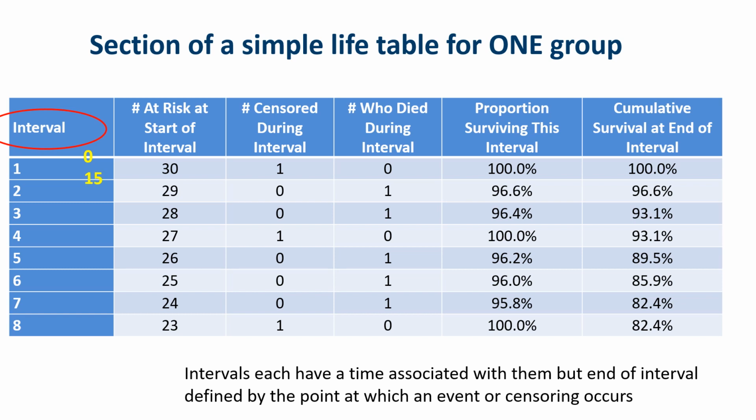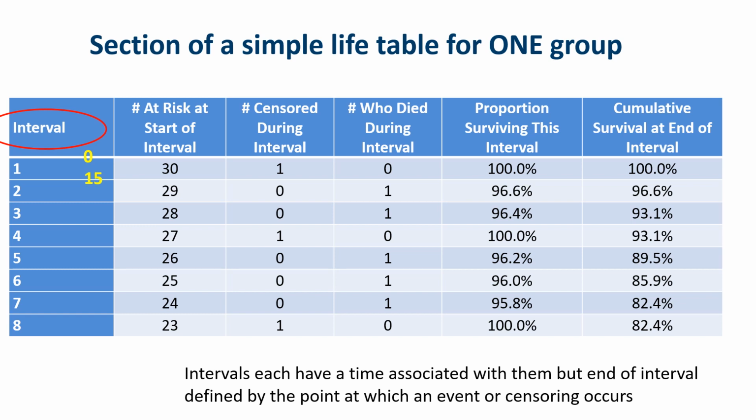Right, let's look at the time at the end of that interval. It just happens to be 15 days. That has been defined by the fact that if you look across that row, interval 1, you can see that one person was censored during that interval. In other words, one person dropped out. Nobody died, as you can see from the next column, but one person did drop out.